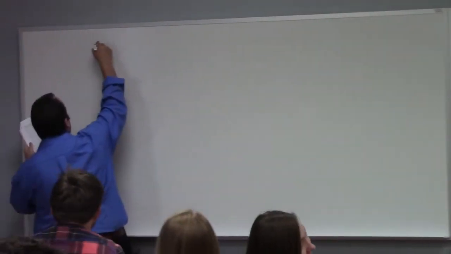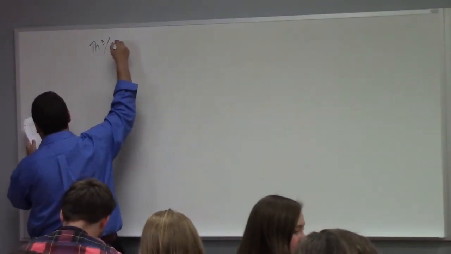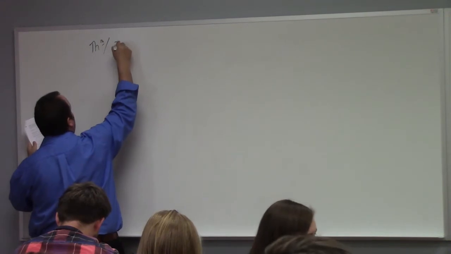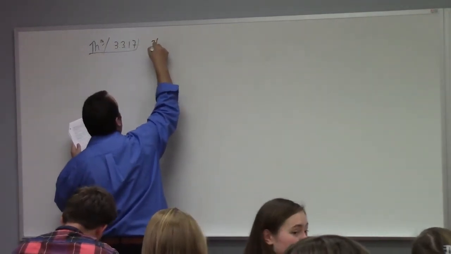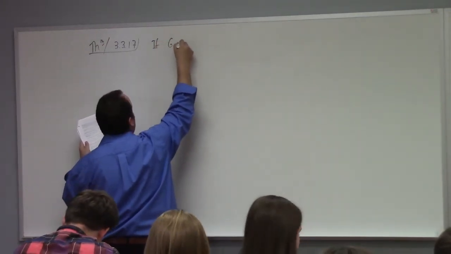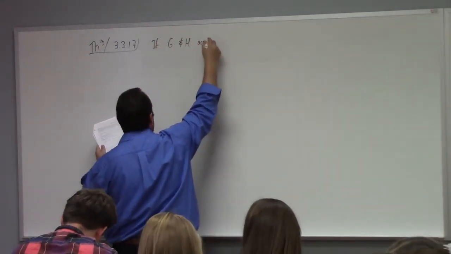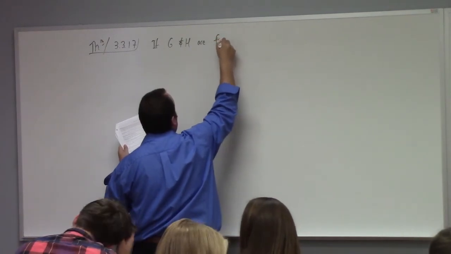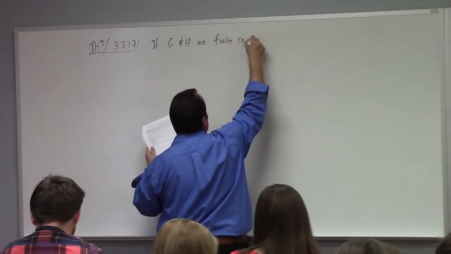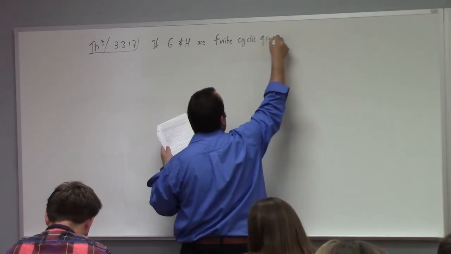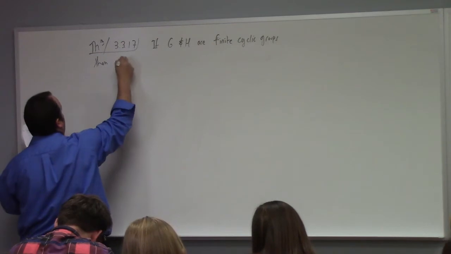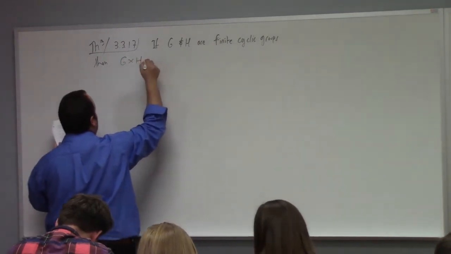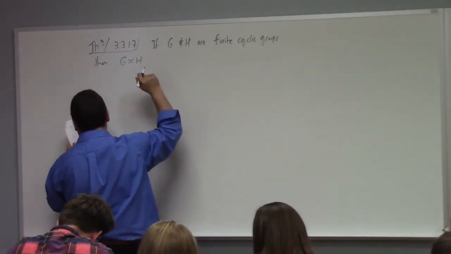So I will start with a theorem, which is this, Theorem 3.17, which states the following. If G and H are finite cyclic groups, then the Cartesian product, the external direct product, G cross H, is cyclic.